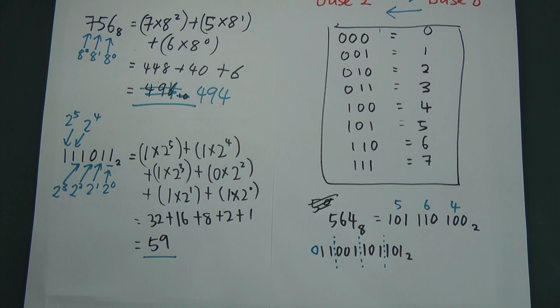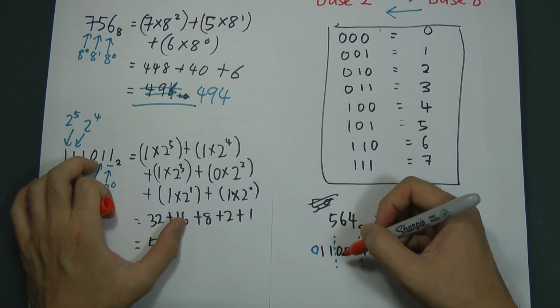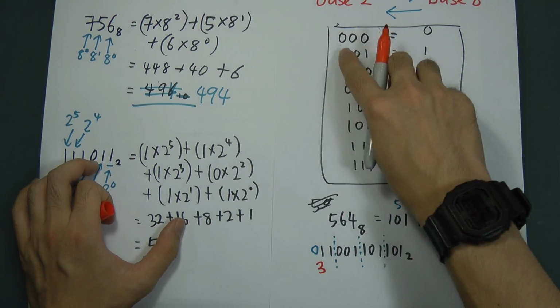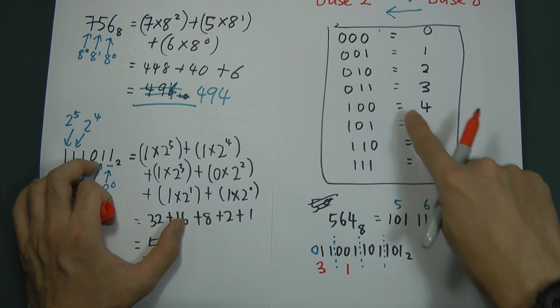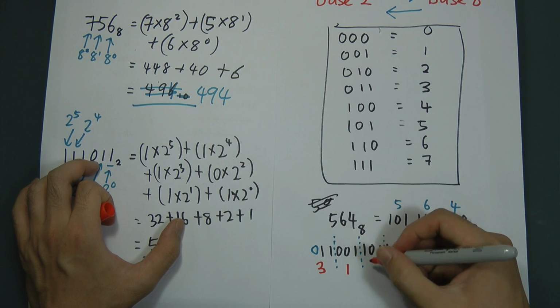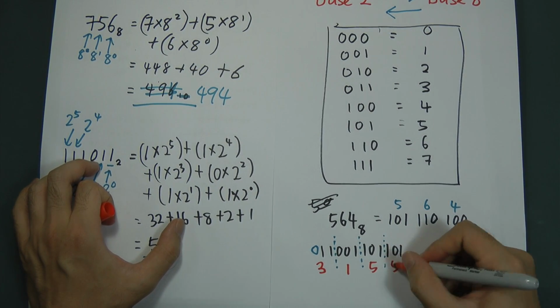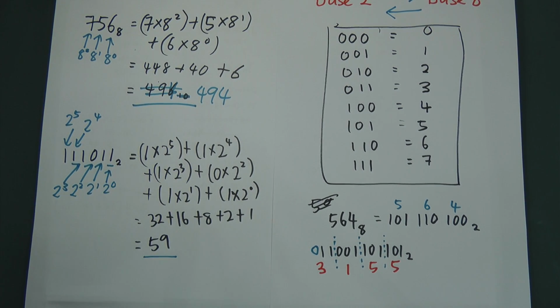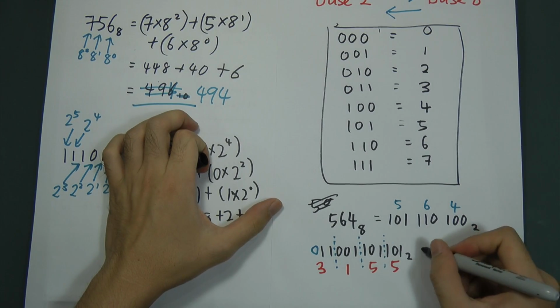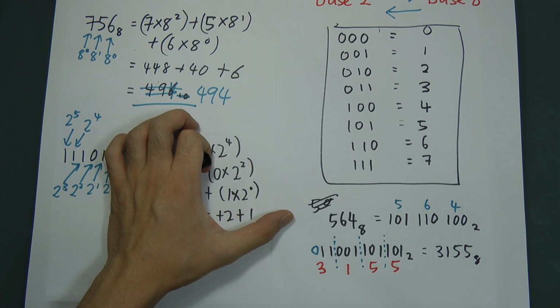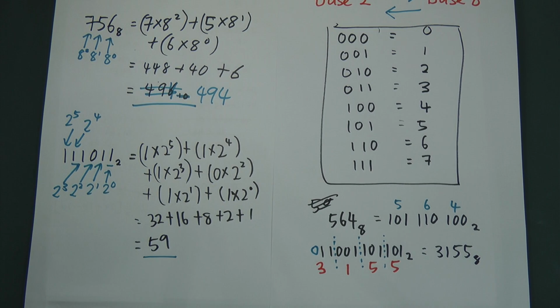Then start to change. What's the 011 over here? It's 3. 001 is 1. And then 101 is 5, and 101 is 5. So this is actually 3155 in base 8. See? This is the way to change from base 2 to base 8.